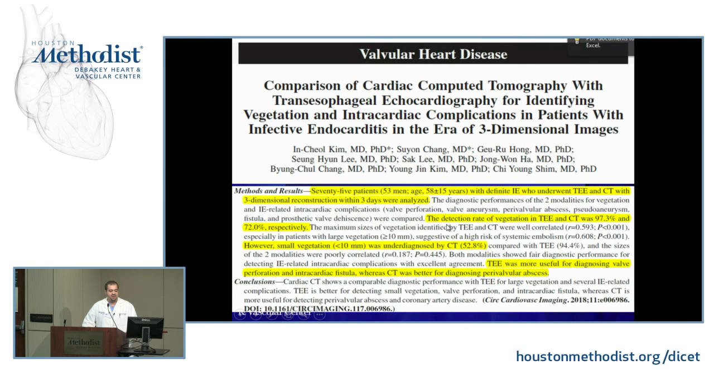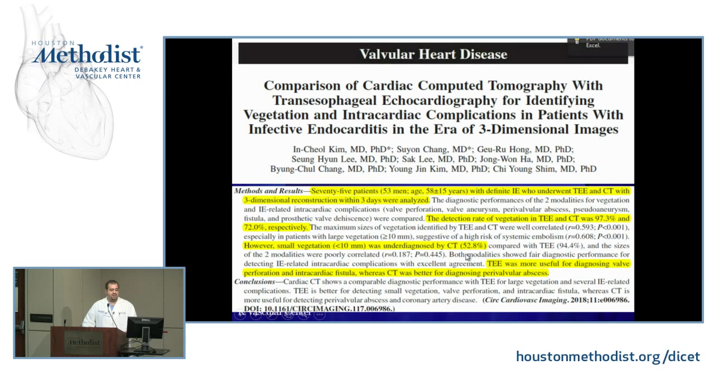This was a recent paper looking at the diagnostic accuracy of TEE and CT in 75 patients. The detection rate of vegetations on TEE was 97%, while on CT it was 72%. And as we can see, small vegetations in this study, less than 10 millimeters, were markedly underdiagnosed by CT, only 52%.